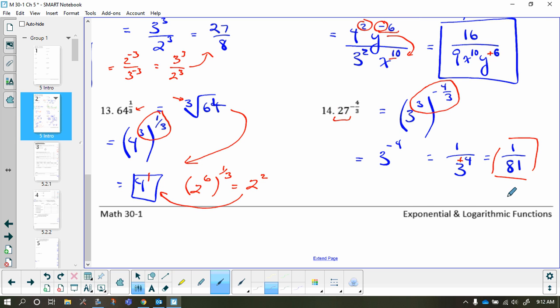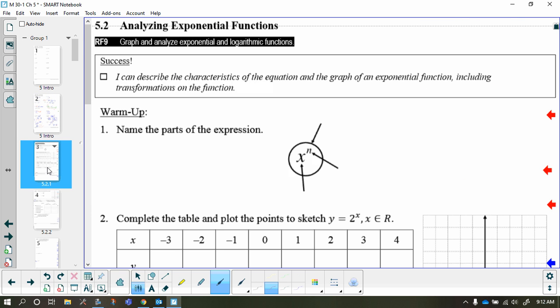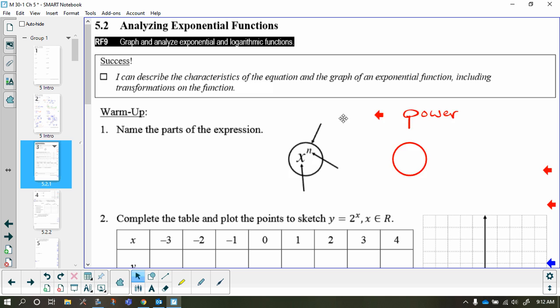So that reviews the exponent laws that you've learned in previous grades. Let's get into exponential functions. First, though, a reminder of the terminology. When I have a number raised to an exponent, we call that entire thing a power.